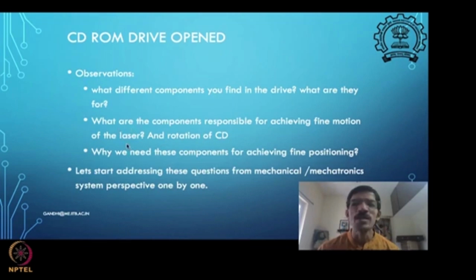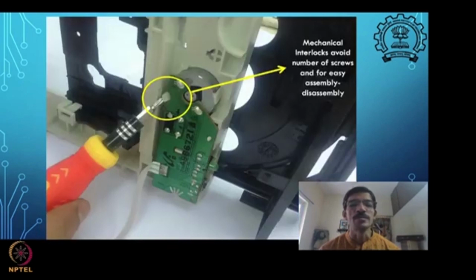Can that give you really this kind of a fine positioning? That is what you need to ponder over. If not, then what else is there to move? Then why do you need these components for achieving fine positioning? Some things you'll see are there for fine positioning, and you need to think about why these are there and how they are helping us do the job. Slowly we'll start exploring these questions as we do more and more keen observations.